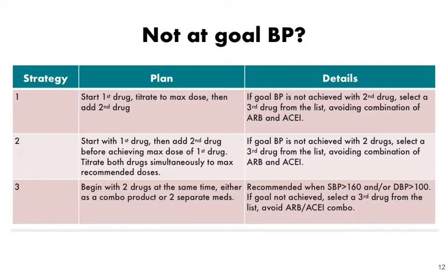Now that could be a combo product, a 1 medication, 1 pill or 1 capsule or tablet that has 2 drugs in it. That is a possibility. Or if you need to fine tune it a little bit more, you could start with 2 separate medications that you can change the doses independently of each other. But again, strategy 3 is really reserved for those patients with stage 2 hypertension or those that are running incredibly high on the blood pressure range.